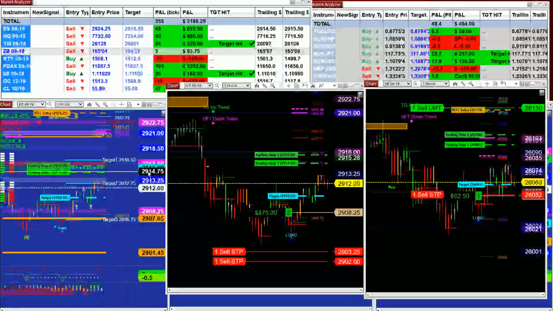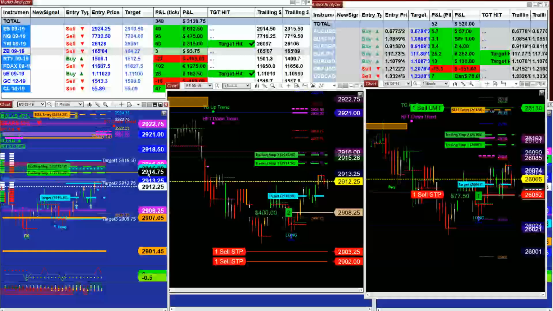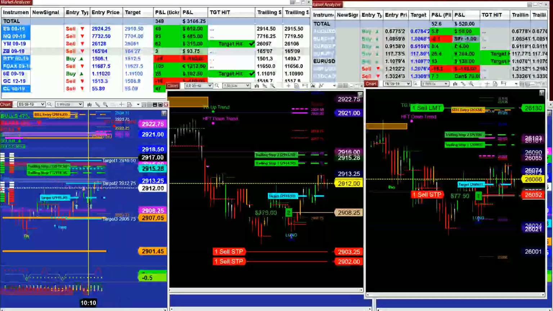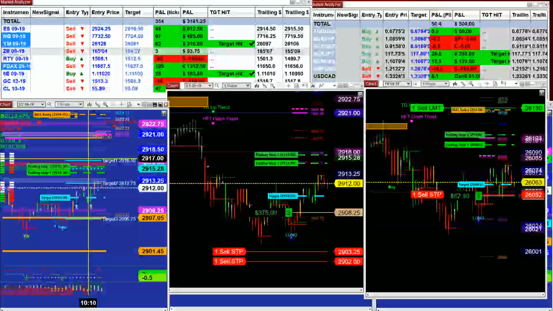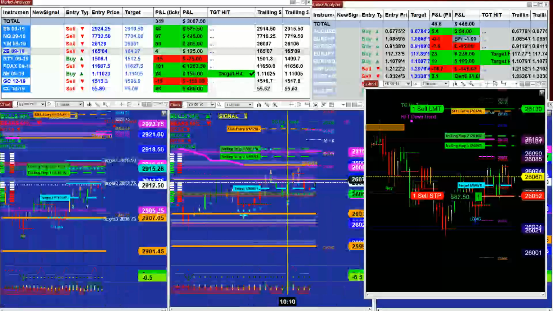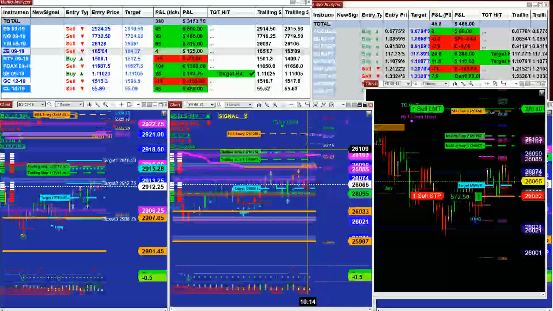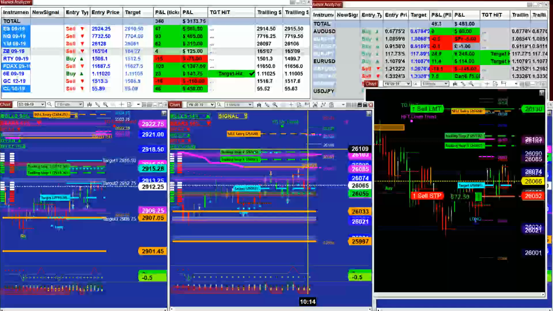The estimation of what we say is the genuine entry for the ES is going to be around 2917 long, and it's going to be a weak long. It's not going to be a strong long. And for the Nasdaq, we're going to have a strong one.